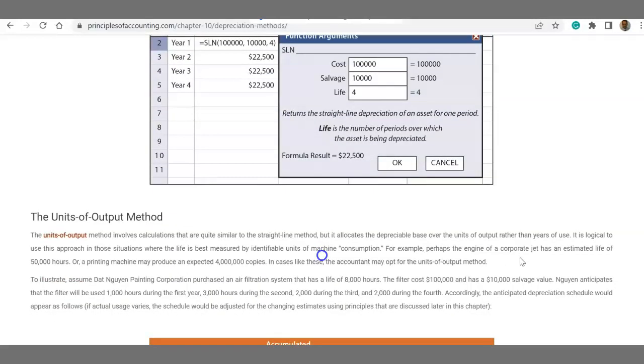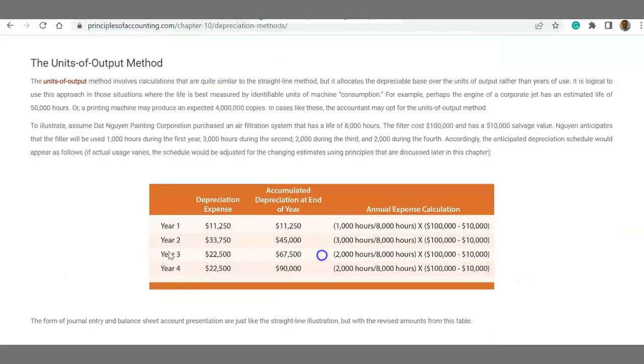But how about if you use units of output? Then you have to estimate how many hours or how many miles this equipment or truck is going to run. Let's say 100,000 miles, or whatever machine hours if you have hours to use. So in that case, you have to calculate what is the cost per usage. And you have to know also the useful life, and the estimated salvage value.